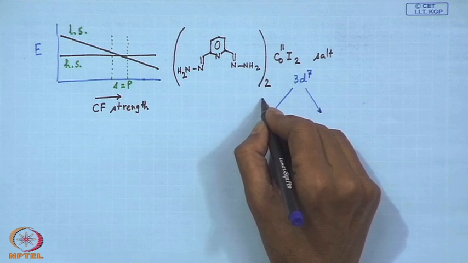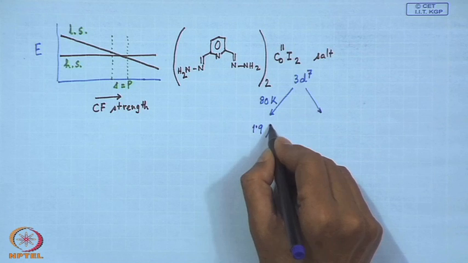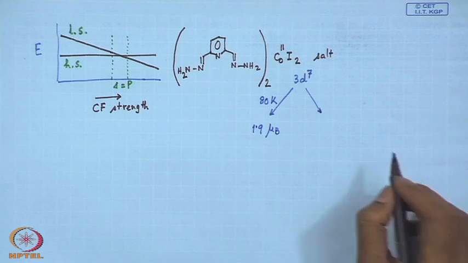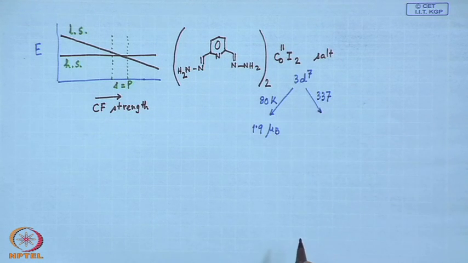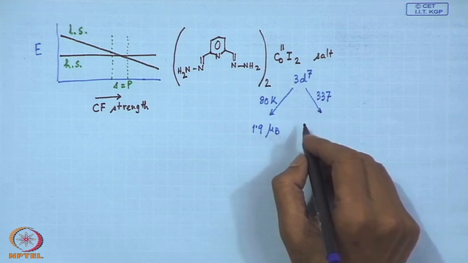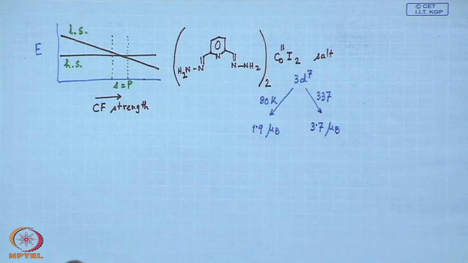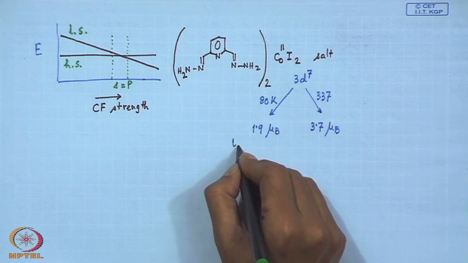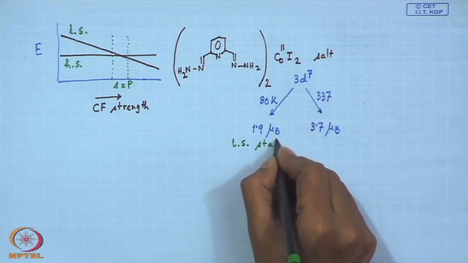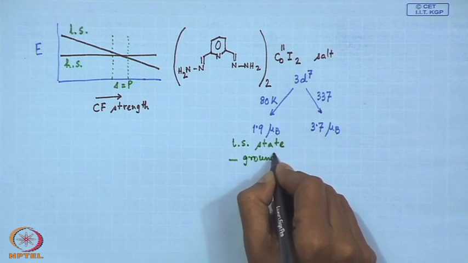So, at 80 Kelvin the magnetic moment value is 1.9 mu B, and as we increase the temperature we get the corresponding value as 3.7 mu B. So, again like our iron example, we find the low spin state is the ground state.